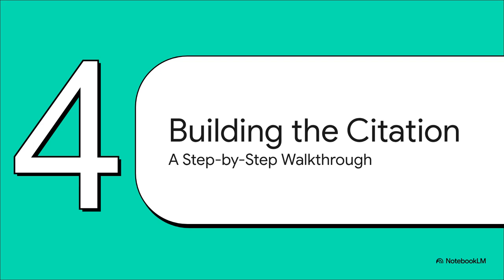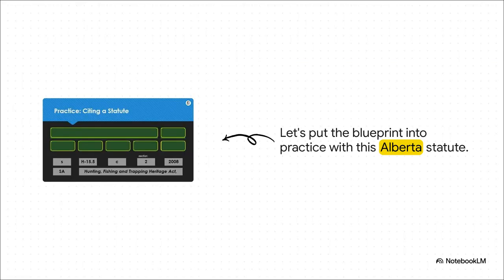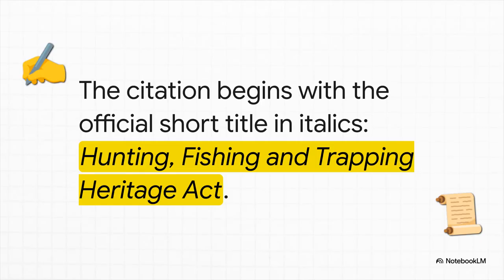Okay, enough theory. The absolute best way to learn this stuff is to just do it. So let's build a real citation right now from the ground up. We're going to use this fantastic example from the University of Alberta Libraries. As you can see, we have all the little pieces we need right here. Now all we have to do is put them together in the right order. All right, step 1, we always start with the official short title of the act. And don't forget, the McGill Guide says the title always goes in italics.